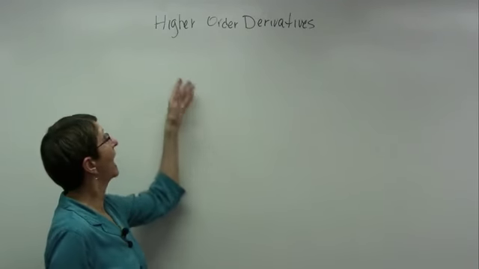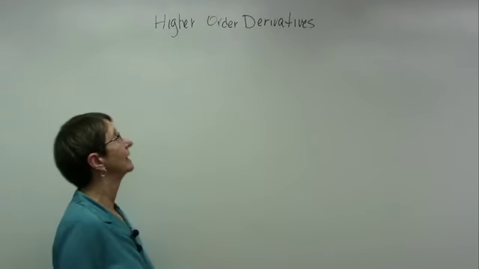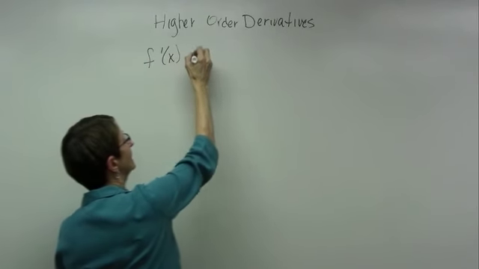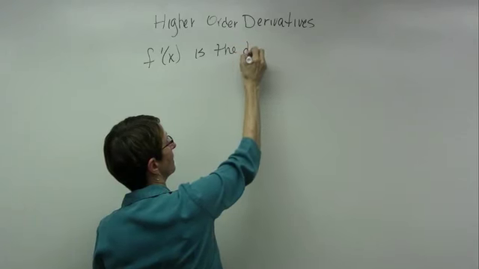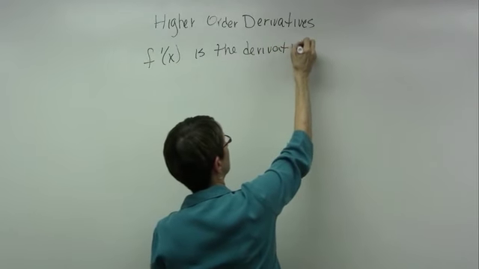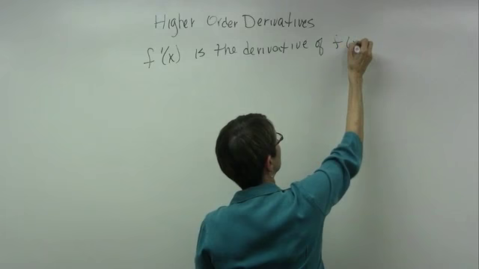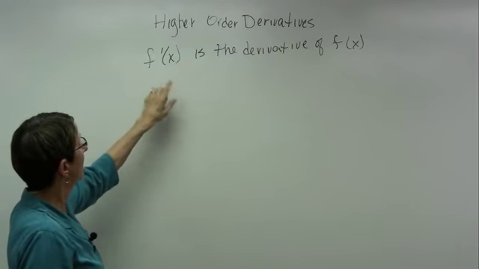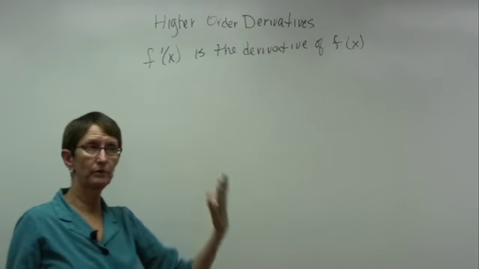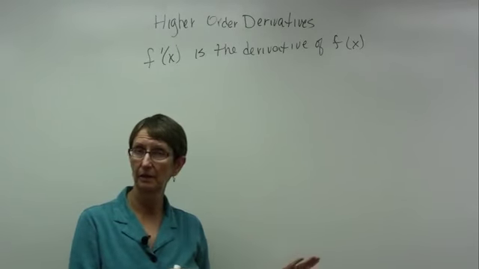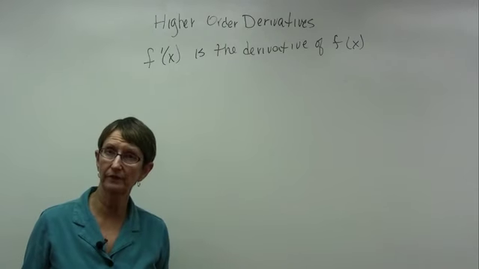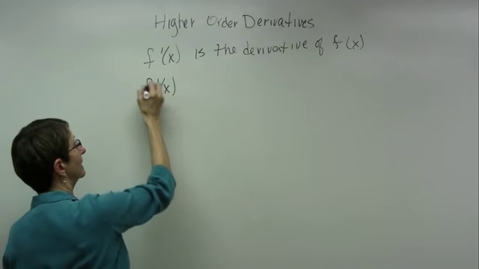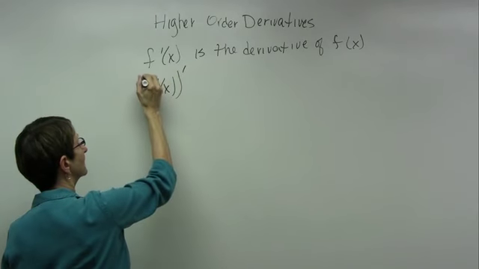We're going to look now at higher order derivatives. We know that f prime of x is the derivative of f of x. That's the notation that we use, f prime of x. Well, when I take the derivative, I get another function. So I can take its derivative. So think about taking f prime of x, and then let's take the derivative of that.